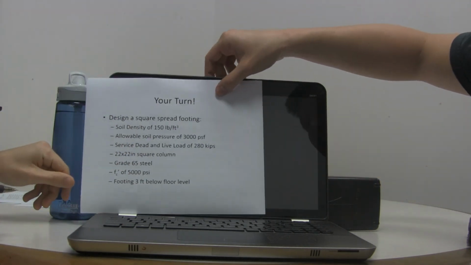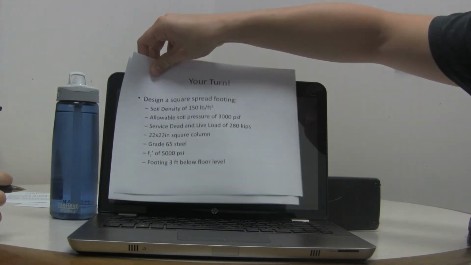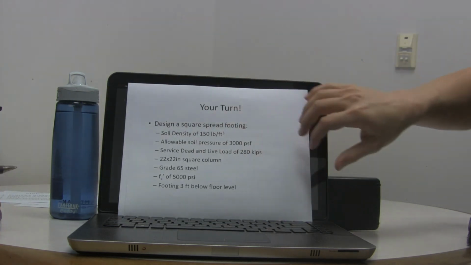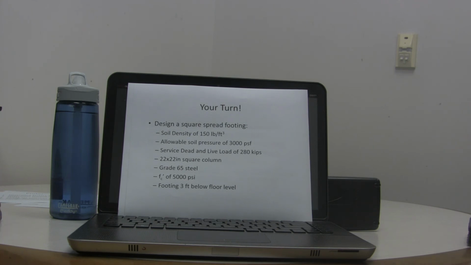Now, it's your turn. Throughout this presentation, you should have acquired the skills to do this example problem. It starts off with a design of a square footing, just like the example we already did. The soil density is 150 pounds per cubic foot. The allowable soil pressure is 3,000 psf. The dead load and live load are both 280 kips. The engineer has designated a 22 by 22 inch square column, and a little higher grade 65 steel, and also a higher strength concrete of 5,000 psi. Lastly, the footing will be 3 feet below floor level.